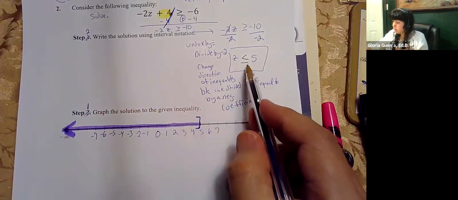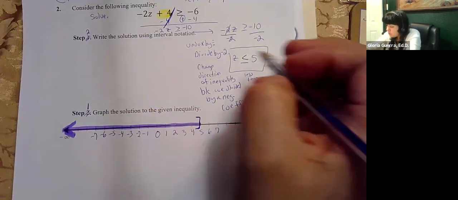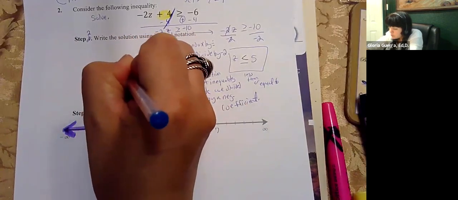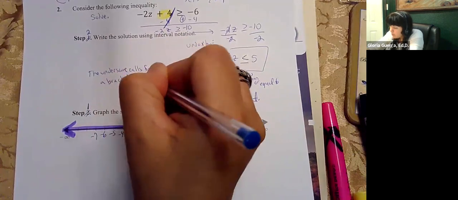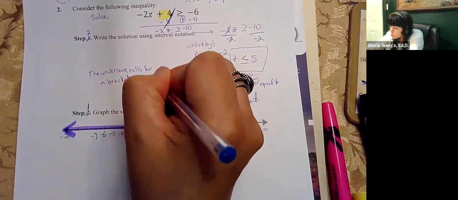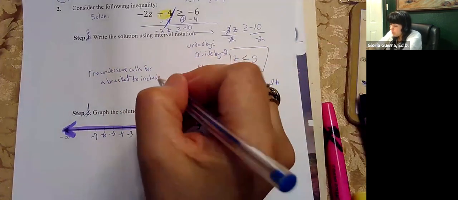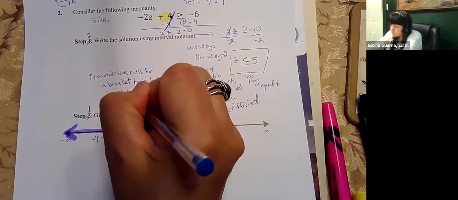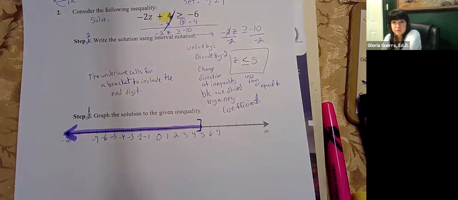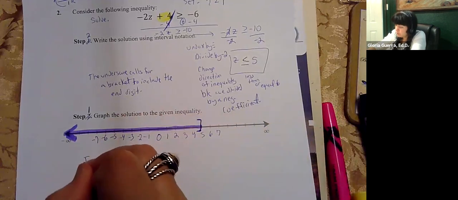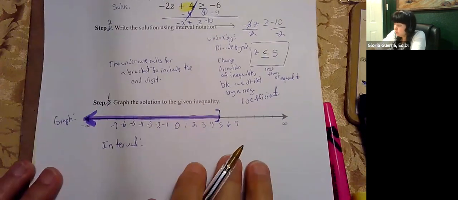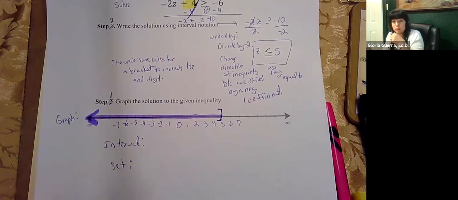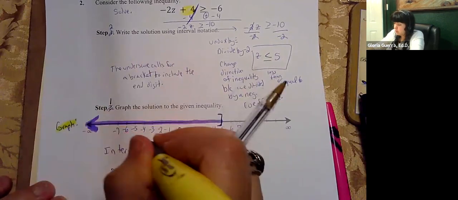If you didn't have the underscore, then you do parentheses. But because you have the underscore, it calls for a bracket to include the end digit. So we're going to include the end digit of 5 with a bracket because it's got the underscore. So I would do the graph first, and then I would go back and do the interval. So this is your graph. Then do the interval. And then after the interval, you can do your set notation. So we'll do the graph first, and then the interval.